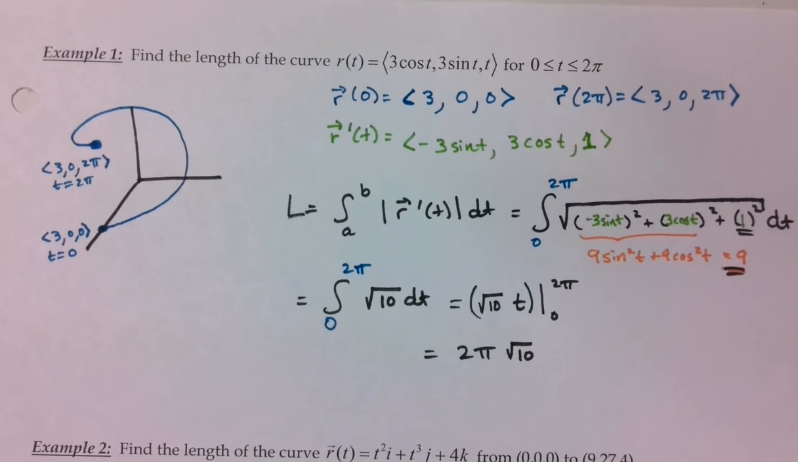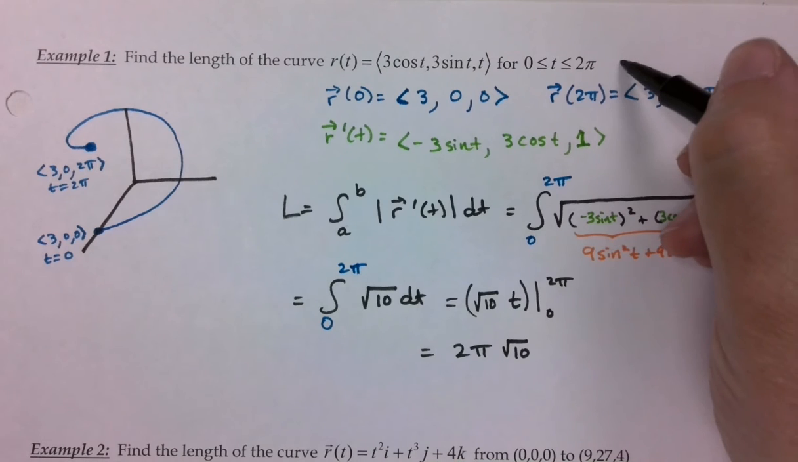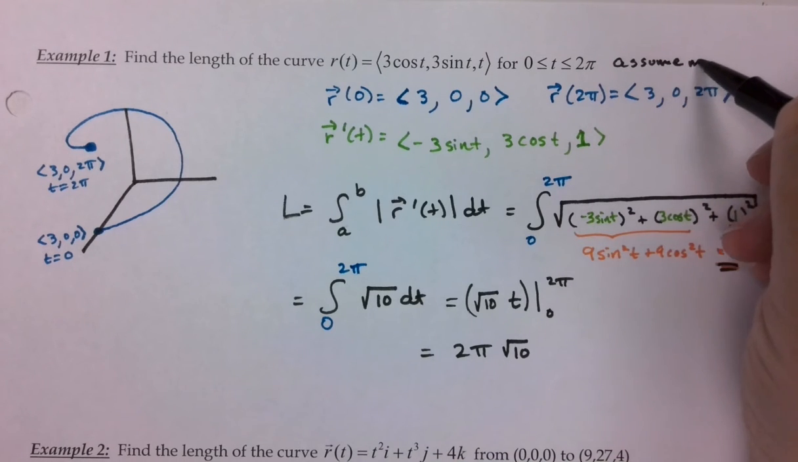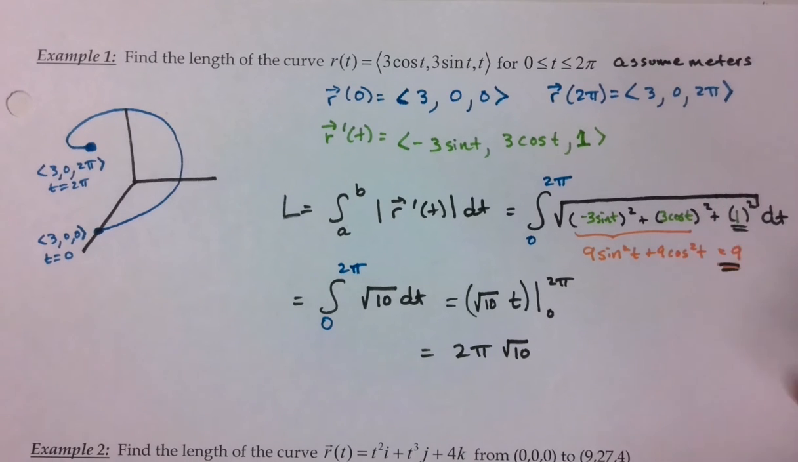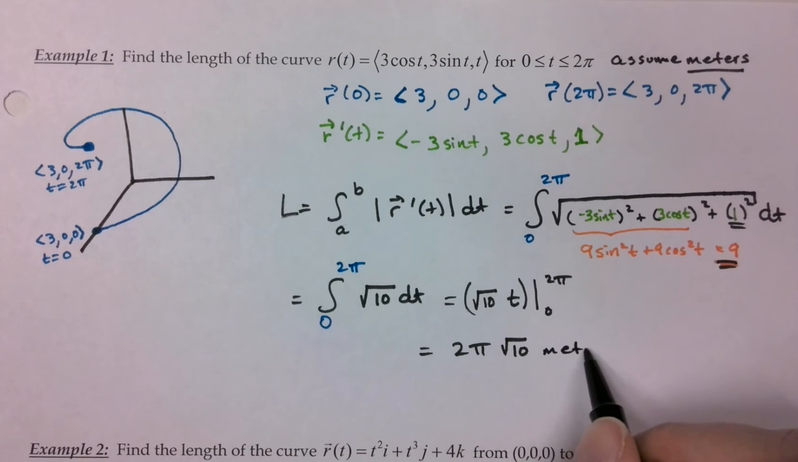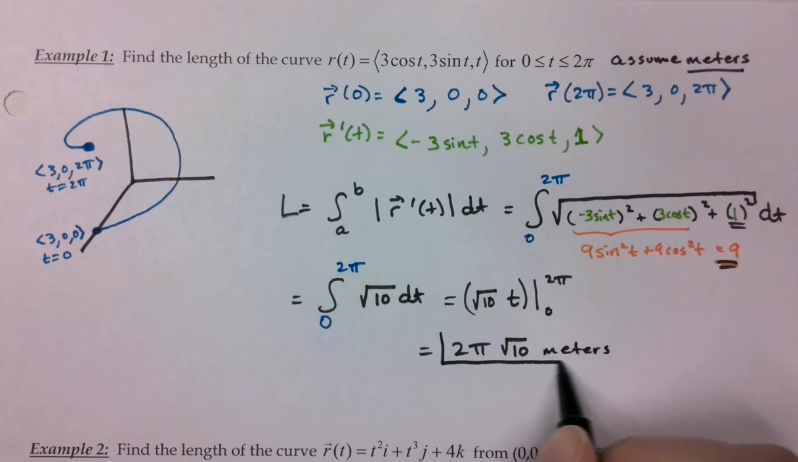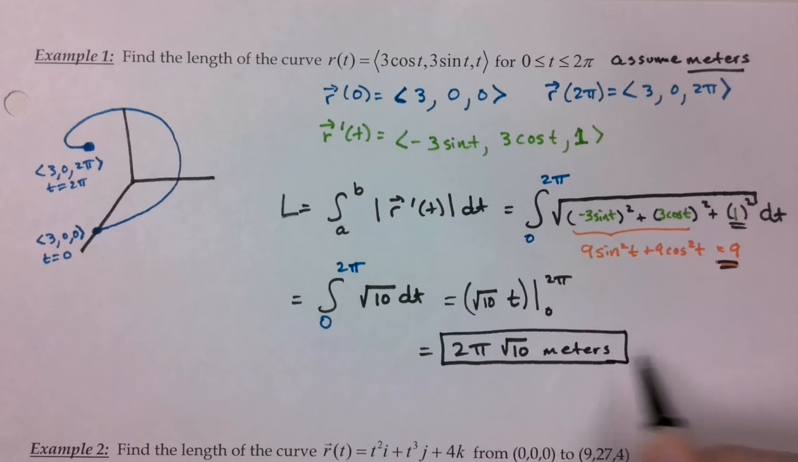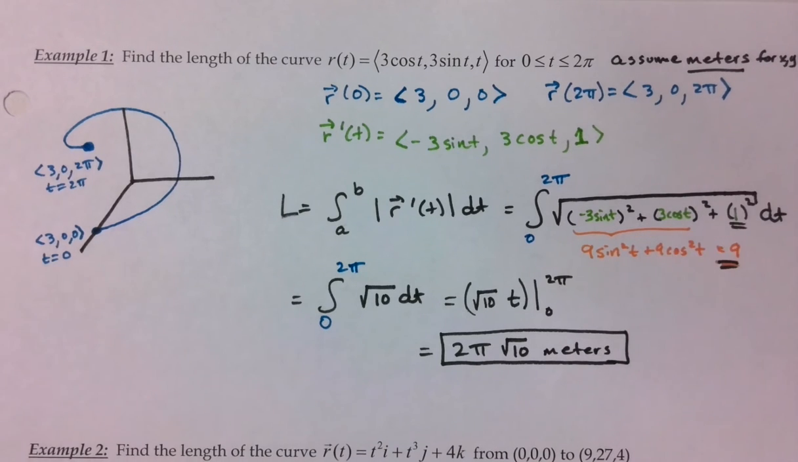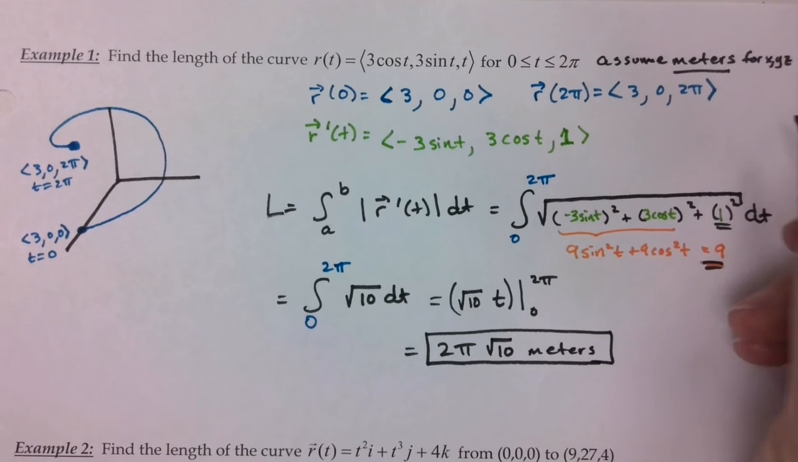Now, I didn't give units for this problem, so let me go up here. Let's say we assume meters. I'll actually put that in for future. So if we assume meters are our units for x and y, then this would be meters, because arc length, of course, is a distance. Right? So if x, y, and z are in meters, then so would our arc length be.